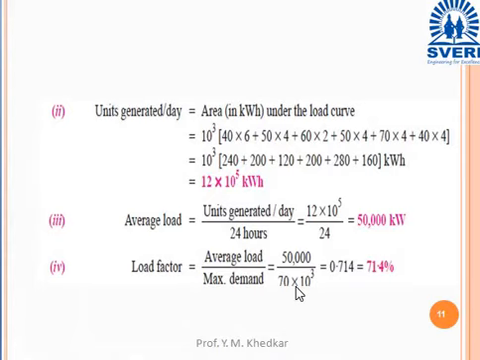If you take a look, you will see that maximum demand is given in megawatt and average load is in kilowatt. So either we will have to put the average load in megawatt, or bring the maximum demand into kilowatt. Here we have brought the maximum demand into kilowatt. So maximum demand is 70 into 10 raised to 3, and the load factor calculated is 0.714. It means 71.4%.